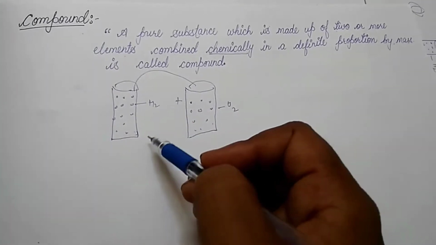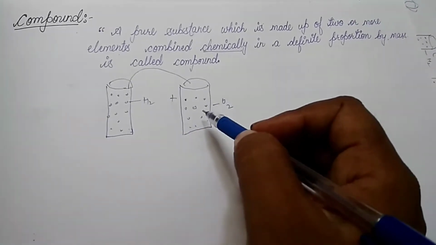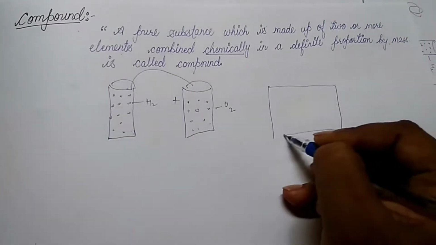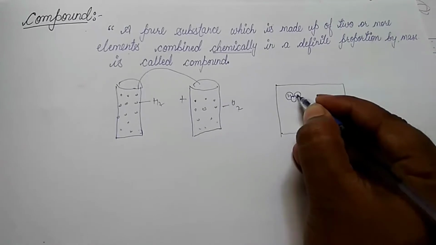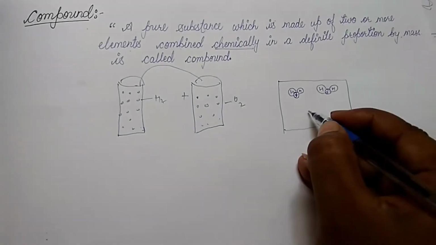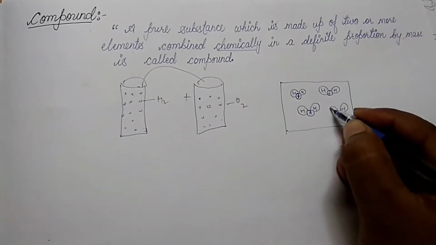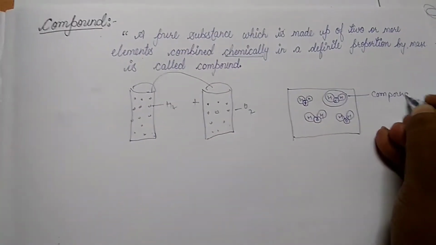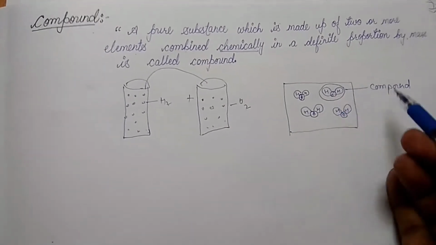Suppose, children, this container contains hydrogen particles and this container contains oxygen particles or atoms. When these elements, hydrogen and oxygen, combine and form a group like this, hydrogen, oxygen, hydrogen, oxygen, this group is known as a compound, children. Clear? So we can say when two or more elements combine chemically and form a group, that is a compound.